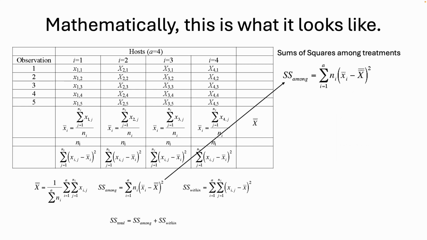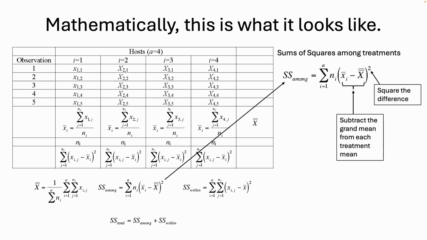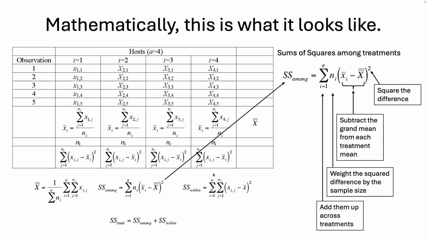In this case, we take the mean and subtract the grand mean from it. We square those differences. Then we weight the squared differences by the sample size. And this is the thing that you're most likely to forget to do. Be sure and always weight the squared differences by the sample size. And then you add all of those up across all of the treatments. So there should be 4 of them, and in this case, 5 of them in the plant data.